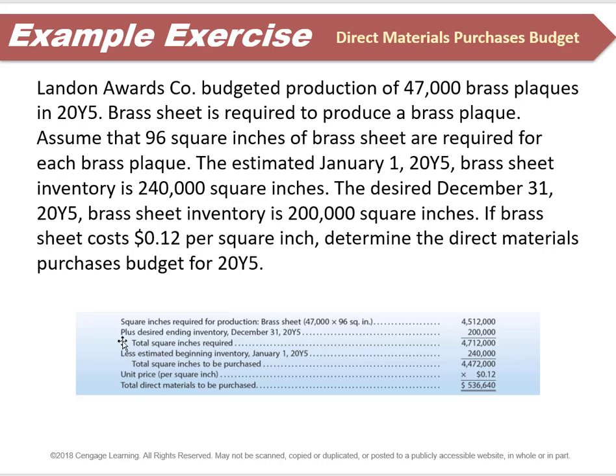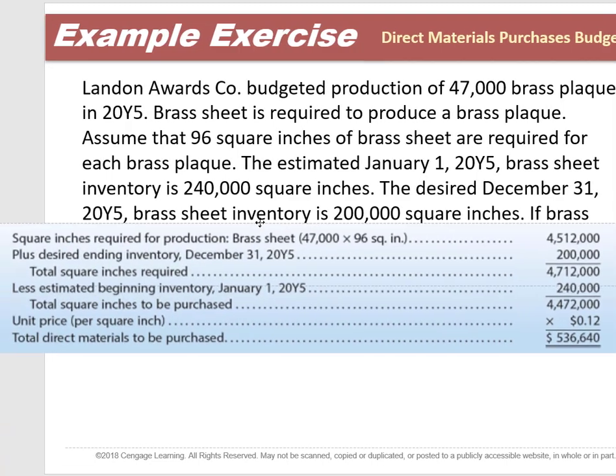So here's an example. They budgeted production for 47,000 brass plaques. Brass sheet is required to produce a brass plaque. Assume that 96 square inches of brass sheet is required for each plaque. The estimated, so there's our beginning inventory, and there's the desired ending inventory. If it costs $12 per square inch, what's the direct materials to be purchased? Okay, let's take a look at this.